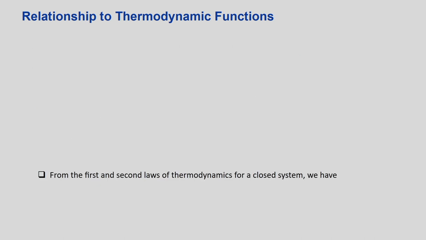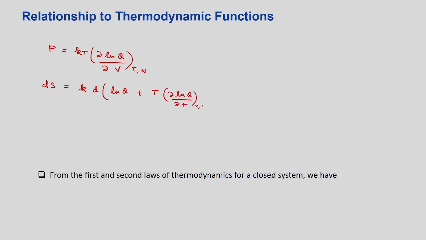So, let us compare it. If you compare those two expressions, we will have pressure as kT ∂ln q by ∂V at T, N. So, we have a pressure term here, and we also have an entropy term. So, dS from the previous expression, if I relate the like terms, it will be k into d of ln q plus T into the derivative term. Now, in order to get an absolute value, what you do? You do an integral on both sides. So, you will get k into ln q plus T into ∂ln q by ∂T at V, N, plus some constant C. So, this is the expression of entropy.